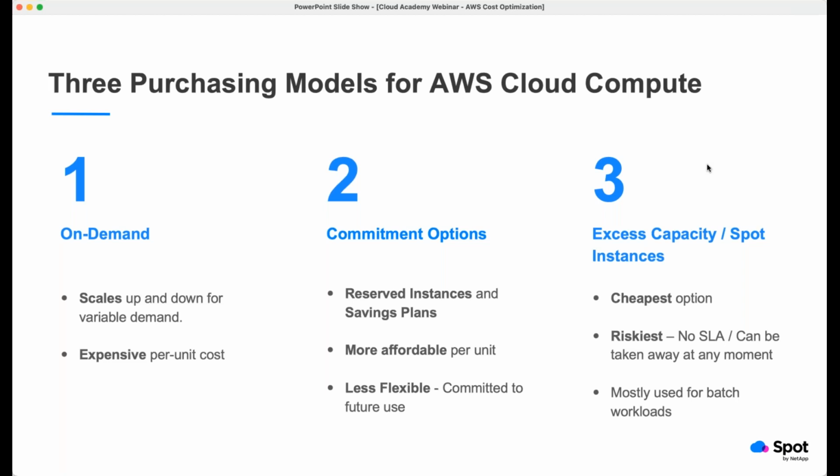AWS is building out capacity all the time. They need to keep excess capacity around for all of their customers. Their customers, when they come in, will run spiky workloads from time to time. They need to have a lot of extra capacity just lying around in the data center. And so while there's available capacity of people not paying on demand prices, they sell this in a market.